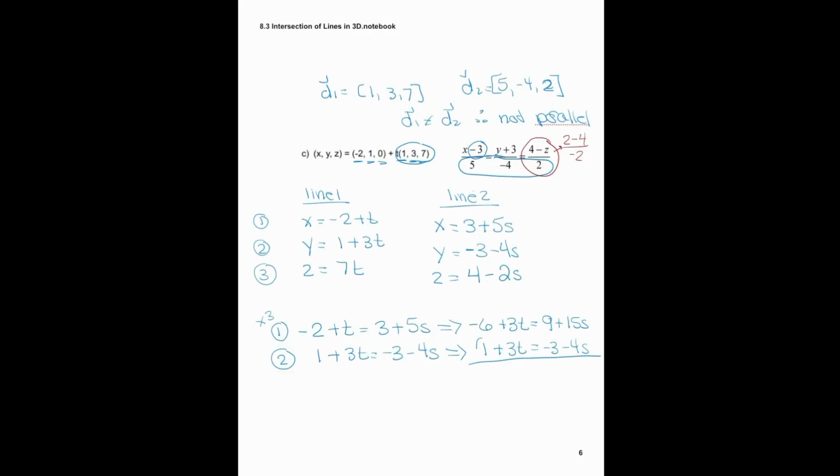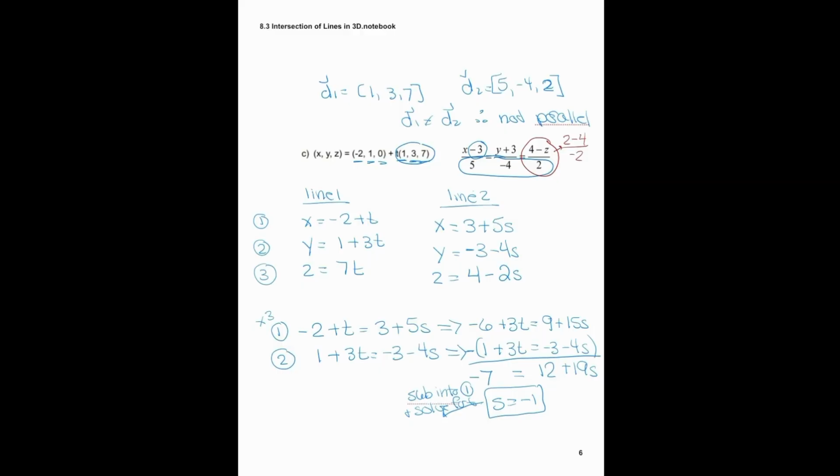We are going to eliminate, and we're going to use subtraction. So negative 6 minus 1 gives me negative 7. 3t minus 3t is 0. 9 minus negative 3 becomes 12. And 15s minus negative 4s becomes 19s. Rearrange and solve, and we end up with s equals negative 1. Now that we know our s value, we're going to sub this into equation 1 to solve for t.